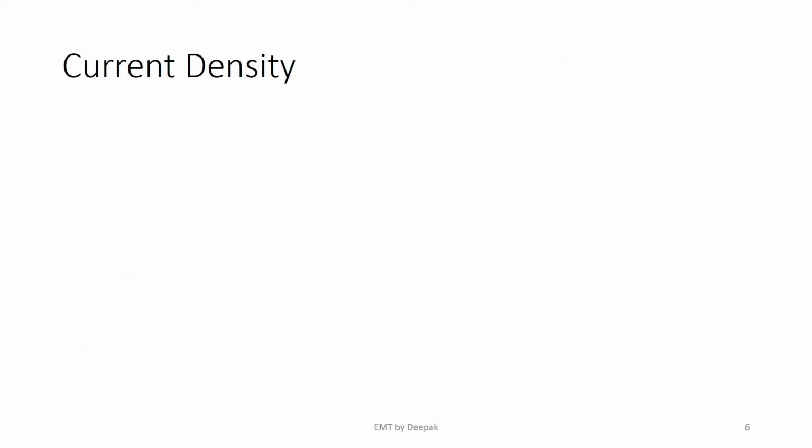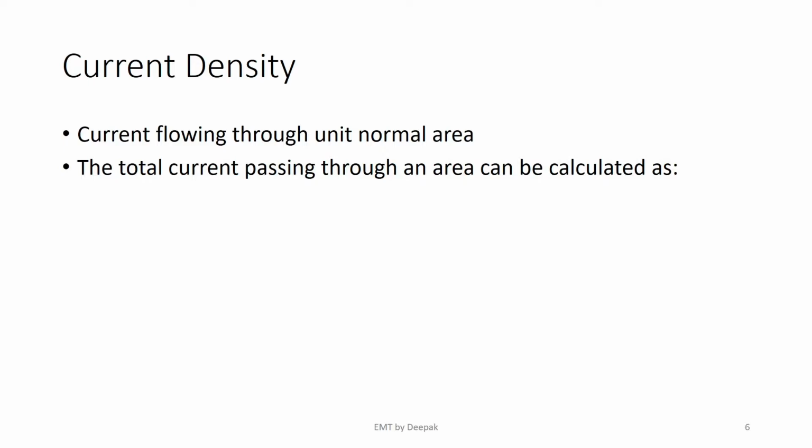We have seen that the current is the number of charges passing through the area per unit time, whereas the current density is the number of charges passing through a unit area in unit time. Current flowing through a unit normal area. Now, if somebody has given you the current flowing through a unit normal area, that can be used to determine the total current passing through an area. The relationship between a density and a parameter, as we have shown you earlier, is I equals J bar dot ds bar.